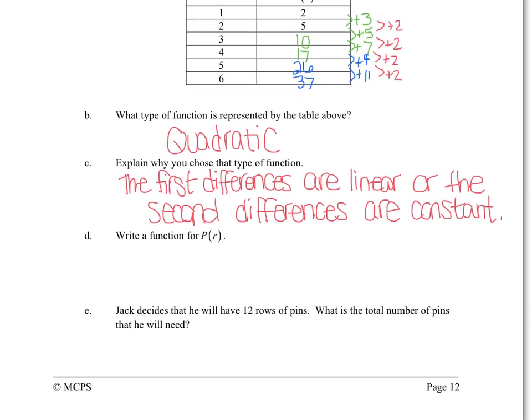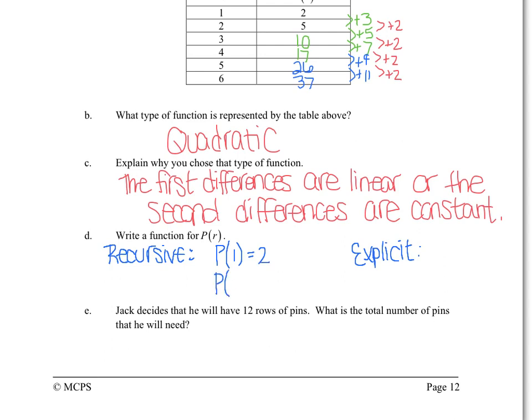Next, it asks you to write a function for P of R. Well, there's 2 ways we can write this. We can write it recursively, or we can write it explicitly. I will do both for you, but it just asks for one. The recursive rule, you always have to start with your first one. In this case, P of 1, which equals 2.